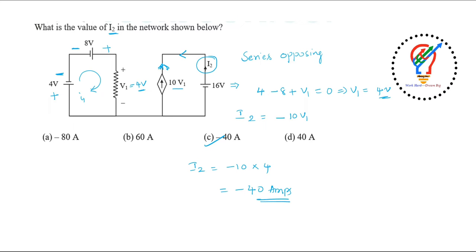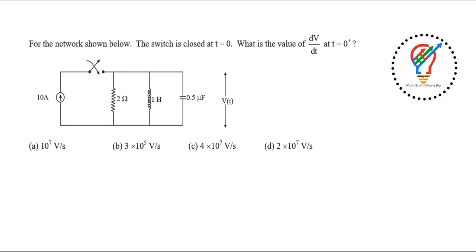Okay, we'll move to the third question here. This is a somewhat interesting question that comes in networks. In each and every examination you will find this kind of question. Now let's start the question here. For the network shown below, the switch is closed at t is equal to 0. So when the switch is closed, we are making contact here, like this, at t is equal to 0. Now what is the value of dv by dt at t is equal to 0 plus?